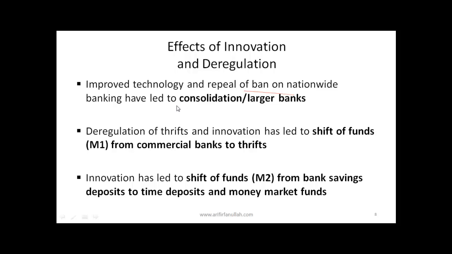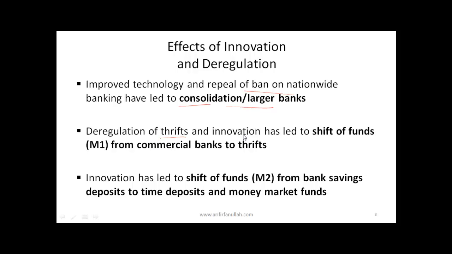So anyway, effects of innovation and deregulation: improved technology and repeal of the ban on nationwide banks have led to larger banks and consolidation. This actually is still happening. In the past, in the US, every state had to have its own registered bank. So that has changed now, where the US government allowed banks to consolidate and form banks across the country. So certain banks like Wells Fargo and Bank of America and Citibank became very large, and smaller regional banks have been shrinking.